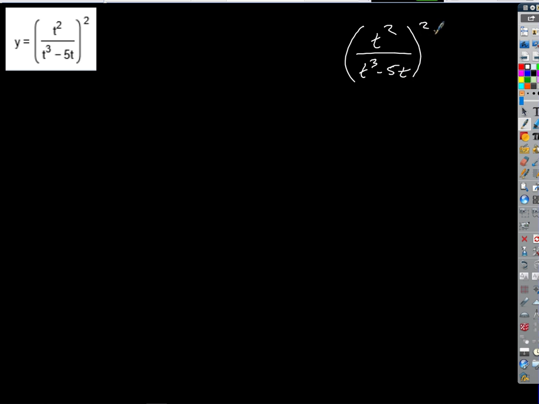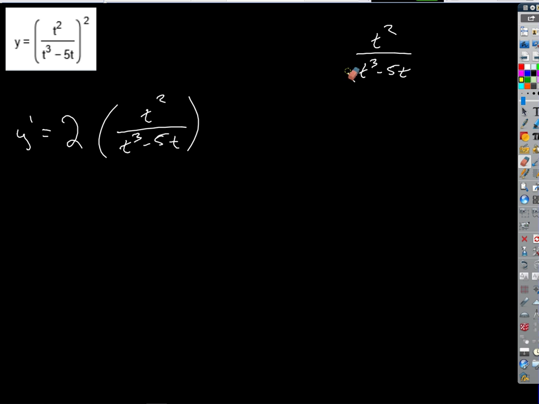So what's the outside layer here? 2. Meaning squared. Okay, so I've got something squared. So y prime equals, first layer is going to be 2 times that to the, what? To the 1. Okay, so that's t squared on the top, t cubed minus 5t, and we can erase the outside layer.